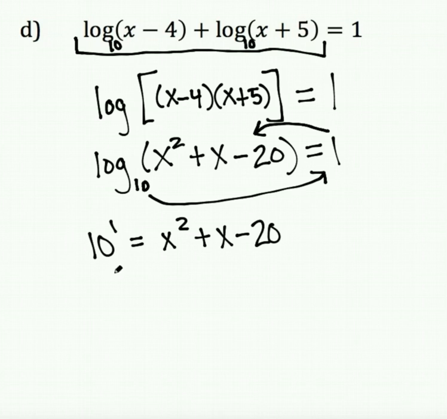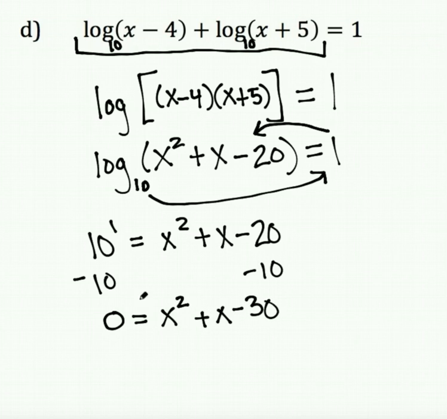Well, 10 to the first is just 10. So I'm going to subtract 10 from both sides. So that leaves me with 0 equals x squared plus x minus 30. This is another quadratic, so I need to factor this to solve. So when I factor, I get 0 is equal to x plus 6 and x minus 5.